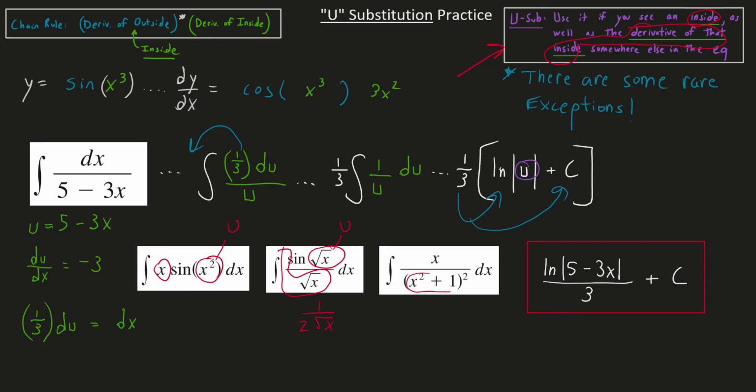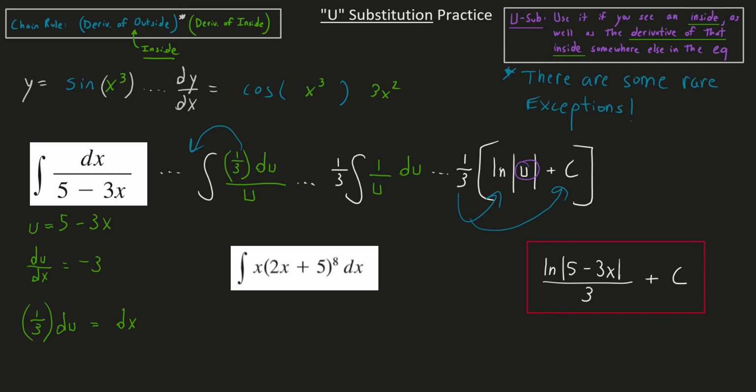Right here, there's my u. What's the derivative of that u choice? Just 2x. Well, there's an x. Don't worry about these constants here. You can always just divide them over to the other side of that derivative equation over here, so you don't have to worry about that.